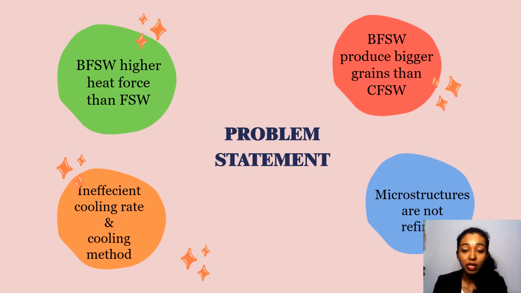The problem statement that has been found is that bobbin friction stir welding has a higher heat cost compared to the friction stir welding. Besides, bobbin friction stir welding also produces bigger grains compared to the conventional friction stir welding. The microstructures are also not refined, and inefficient cooling rate and cooling method are also found.